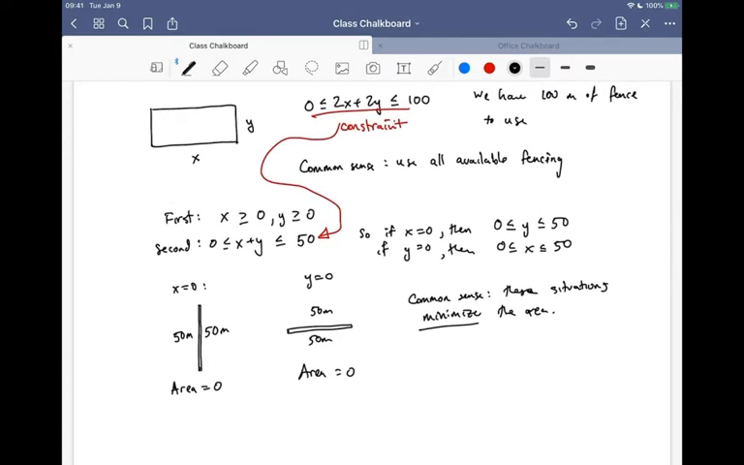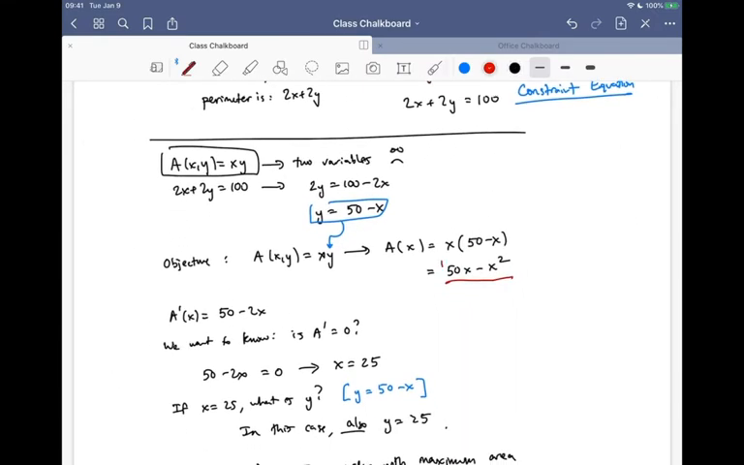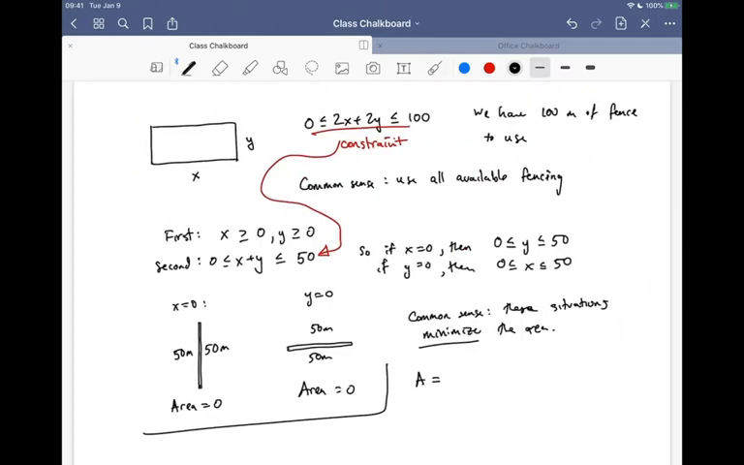Okay, so let's also look at this. One of the equations that we had, so let's go back to last time. We had this function was our area function. Okay, so 50x minus x squared. That's what we got after we eliminated a variable in order to make this thing a single variable problem. We also now know that the range of x's that we care about is between 0 and 50.